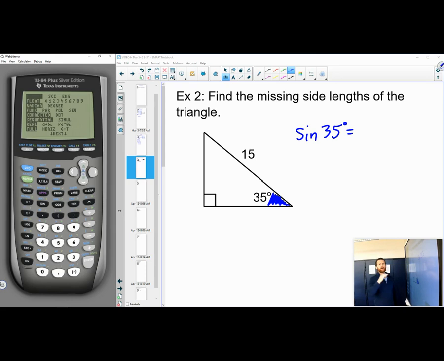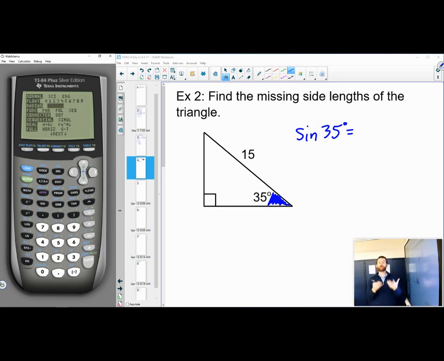And one of these settings is actually set incorrectly for what we want, because we're in degrees here. This is 35 degrees. But if you look at my calculator screen, hopefully you see that degree is not highlighted. I'm going to go down to it and go over. Degree is not highlighted. Radian is highlighted.